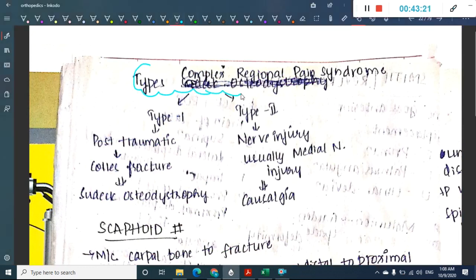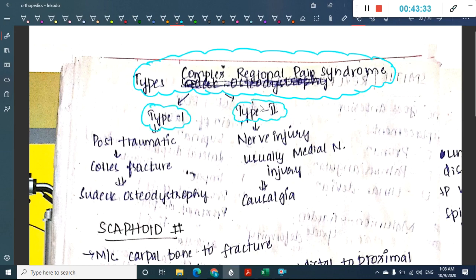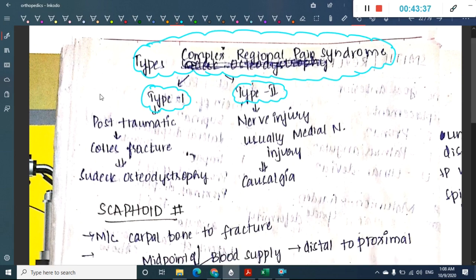Then what are the types of regional pain syndrome? There are two different types of regional pain syndrome. What are they? We have type 1 and we have type 2. In type 1 regional pain syndrome, this includes traumatic, post-traumatic. Type 1 regional pain syndrome is post-traumatic. It is due to post-traumatic causes, which occurs in Colles fracture, which is nothing but Sudeck's osteodystrophy.